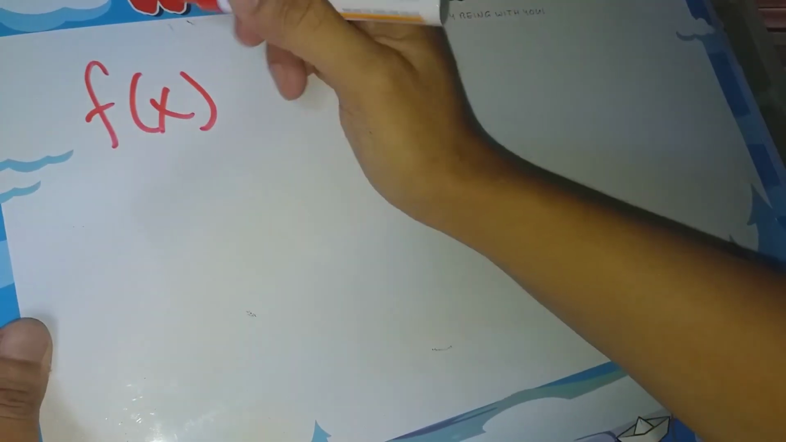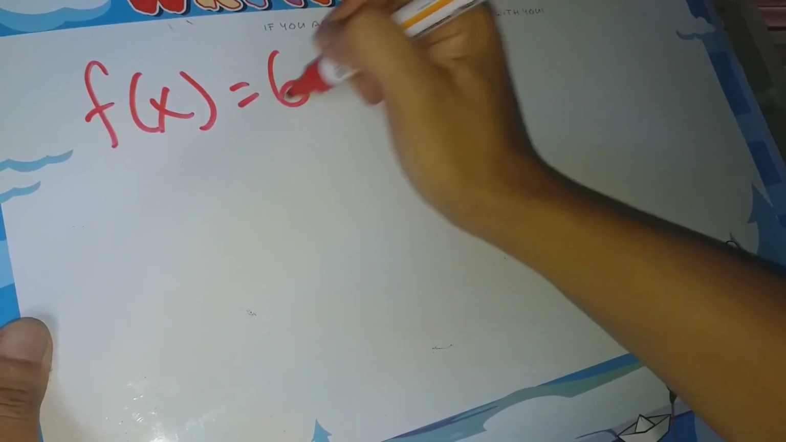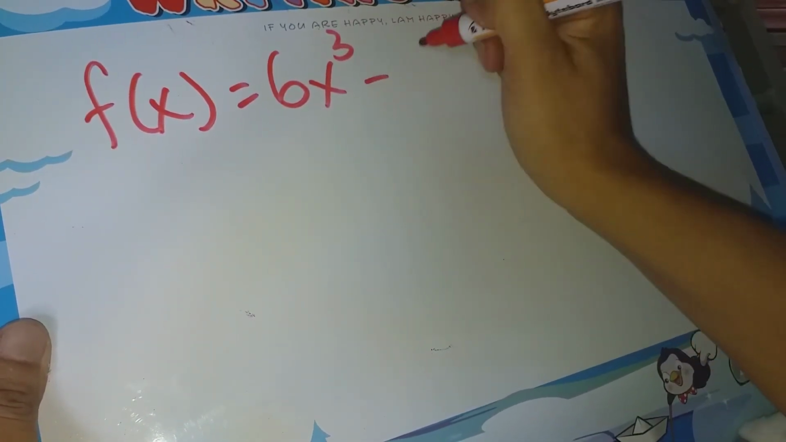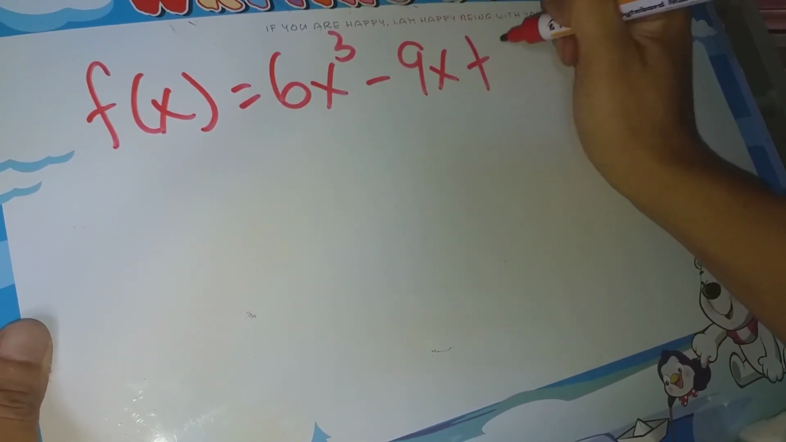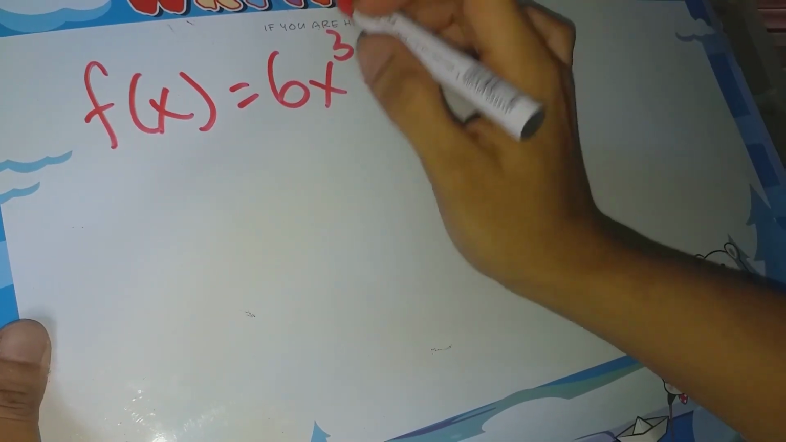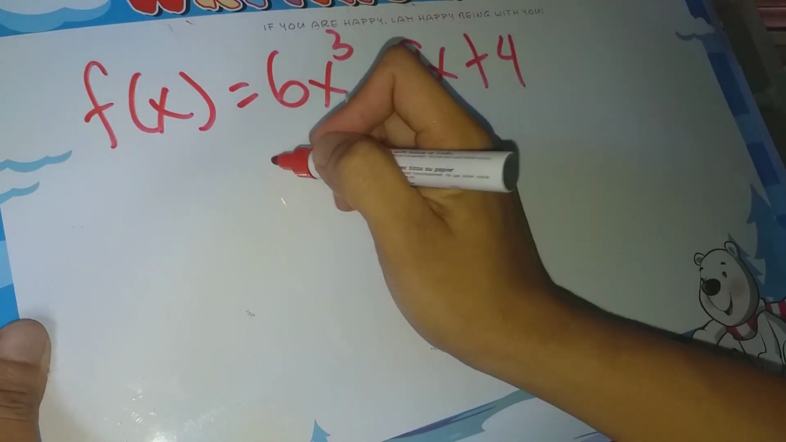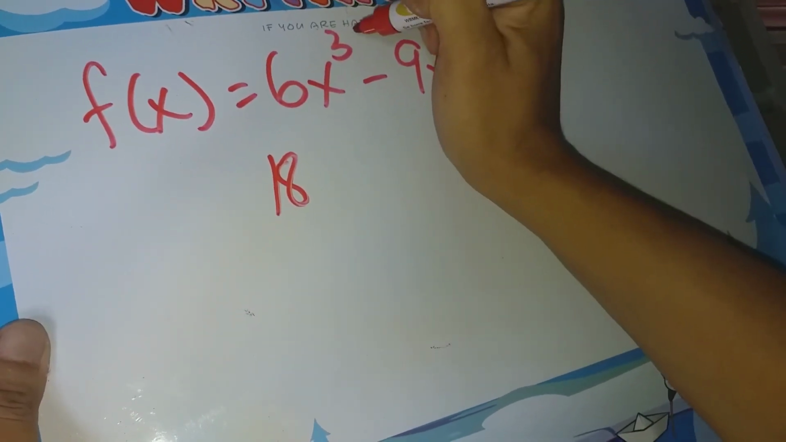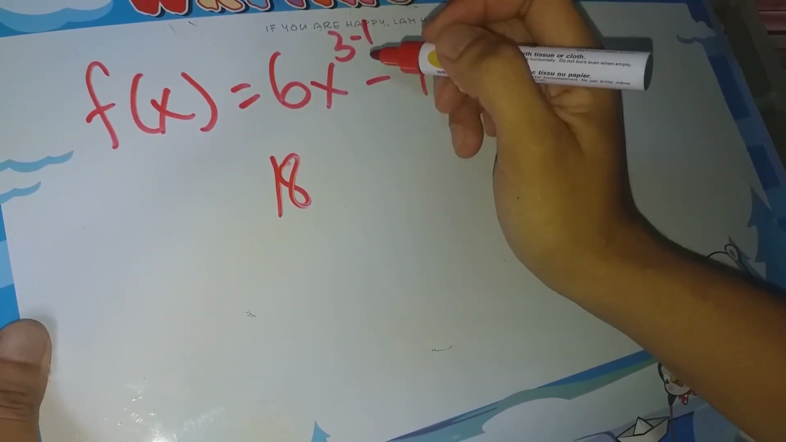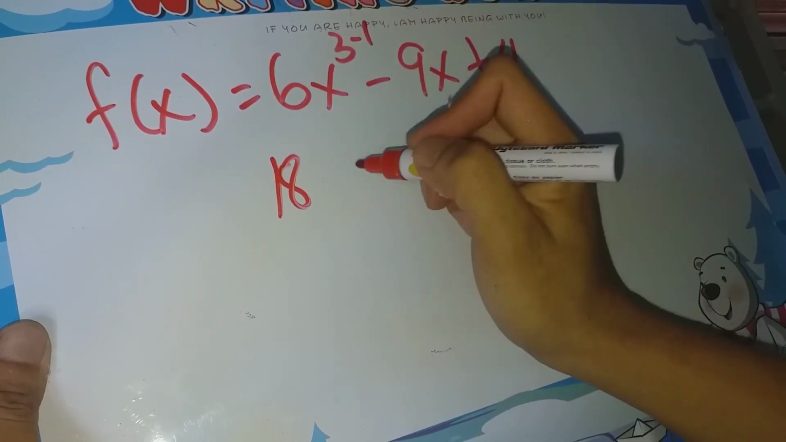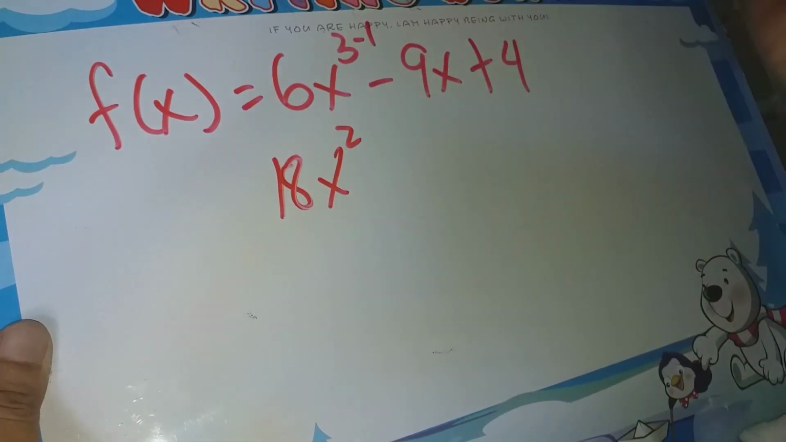In problem number 3, the f of x is equal to 6x cubed minus 9x plus 4. Again, we're going to multiply the numerical coefficient to the exponent. So 6 times 3 is 18. And then subtract 1 from the exponent. So 3 minus 1 is 2, simply x squared.